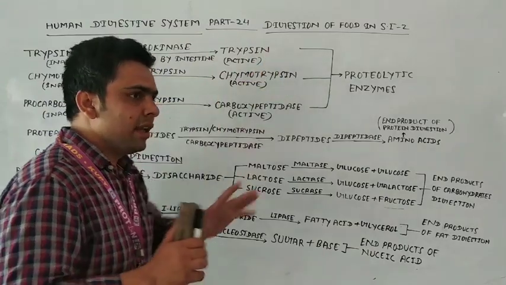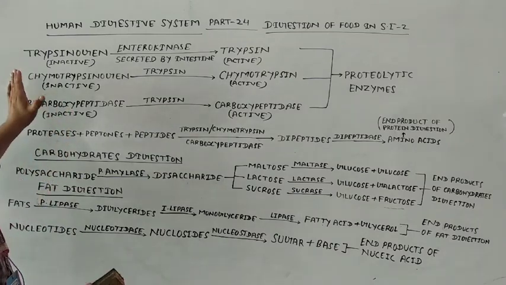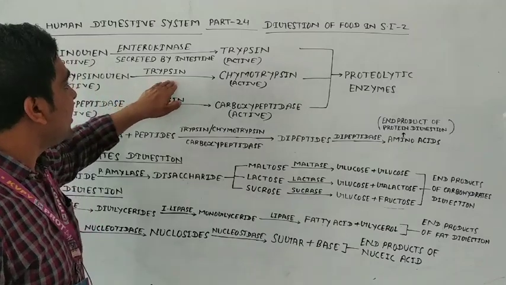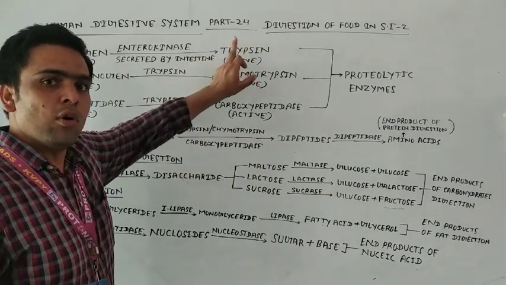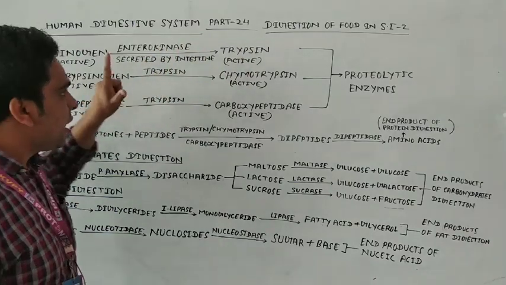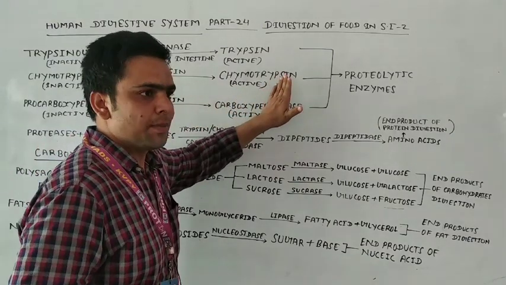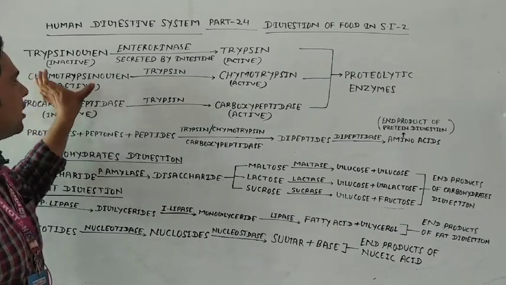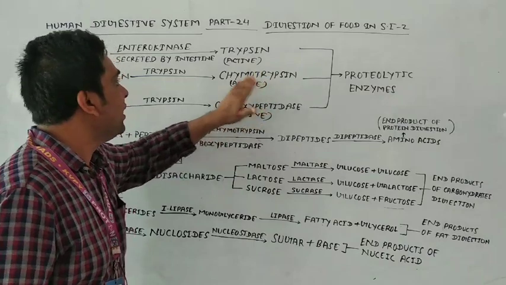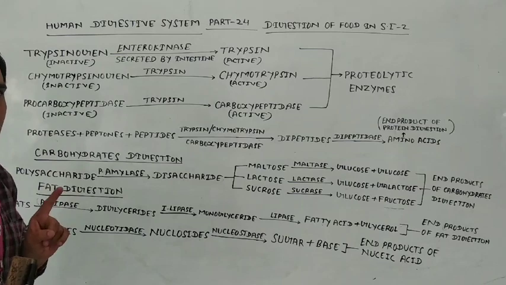Clear students? In this sequence, chymotrypsinogen is another inactive enzyme which also gets activated by the enzyme trypsin, which has already been activated by enterokinase. So trypsin acts on it and converts the inactive chymotrypsinogen into active chymotrypsin. In other words, chymotrypsin is the active form of chymotrypsinogen. Got it?